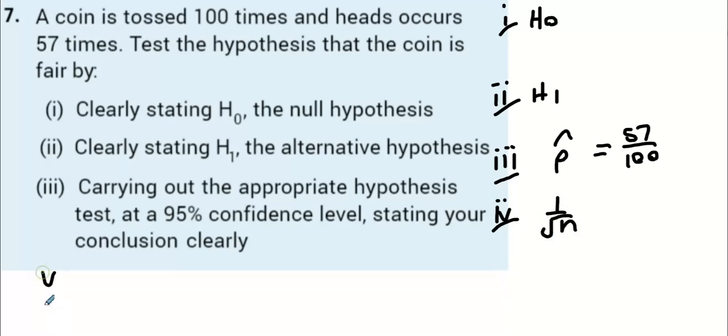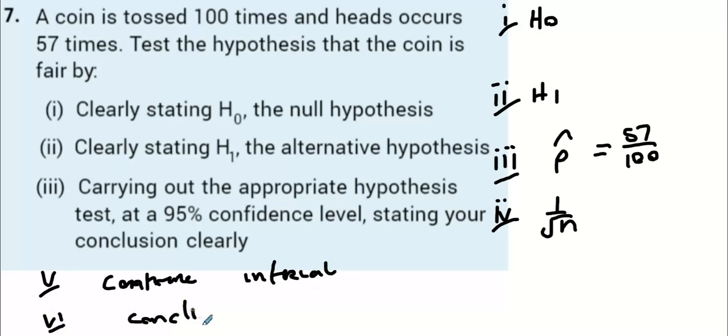Step 5, your confidence interval. Okay? So you're going to add the margin of error on and take it away. And then finally, step 6 is your conclusion. Okay, all that in one.